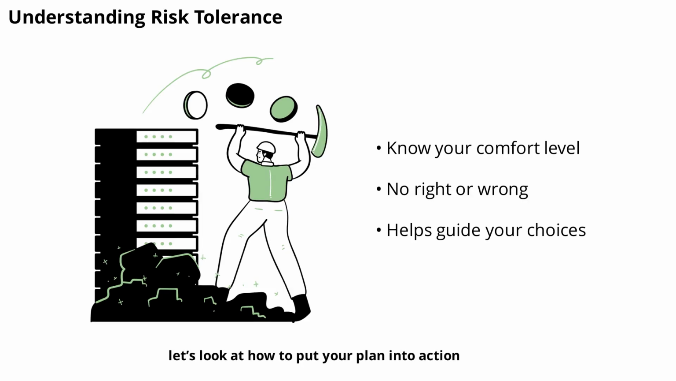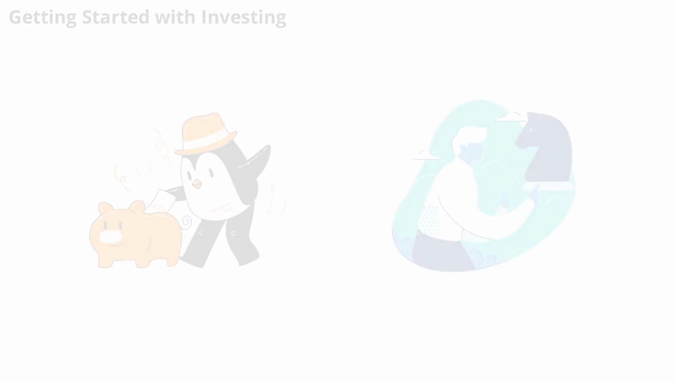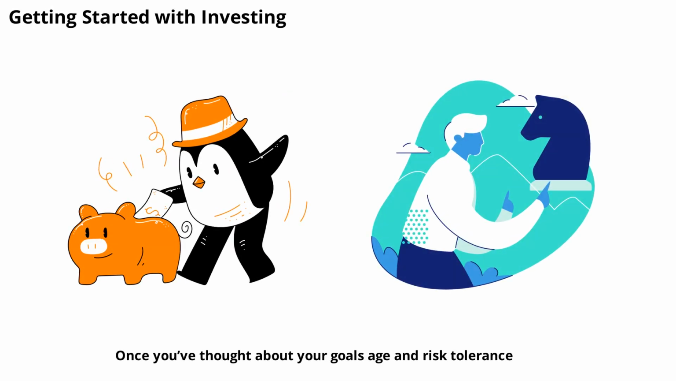Now, let's look at how to put your plan into action. Once you've thought about your goals, age, and risk tolerance, it's time to start investing. You don't need a lot of money to begin. Many platforms let you start with just a small amount. Focus on building your portfolio gradually, adding more as you're able. The key is to get started and stay consistent. Over time, your investments can grow and compound, helping you reach your goals. In the next scene, we'll talk about choosing the right investment account.